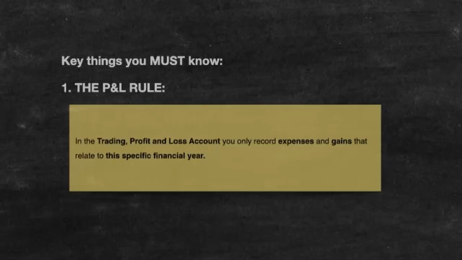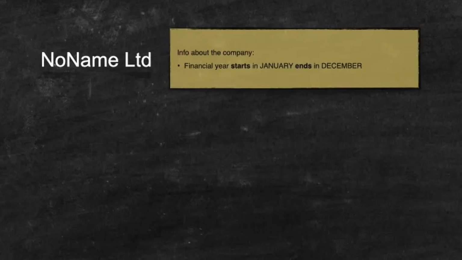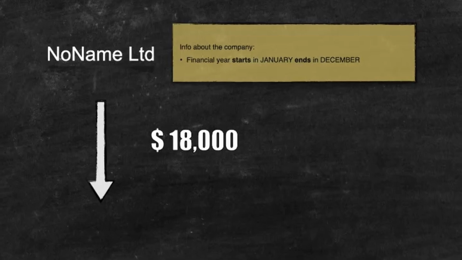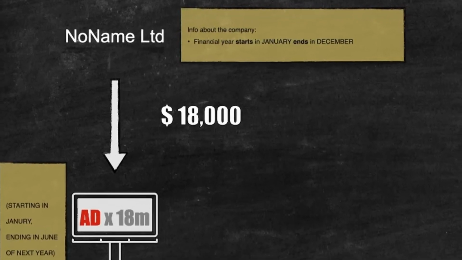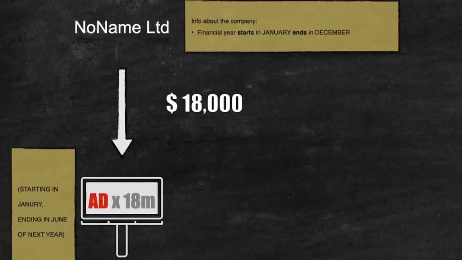Here are the key things you need to know before we jump into a question. First, in the trading profit and loss account, which we just call the P&L, you only record expenses and gains that relate to the specific financial year. To picture this, imagine a company called No Name. Their financial year runs from January to December, and they decide to pay for an advertising campaign starting in January and running until June of next year. The total bill is 18,000 for 18 months.